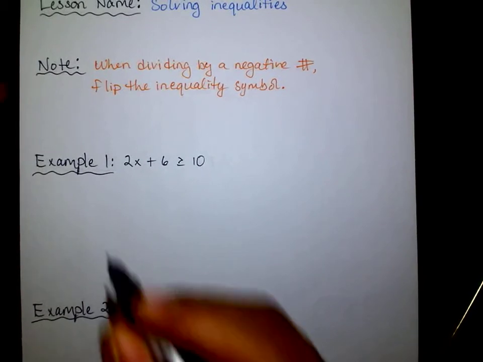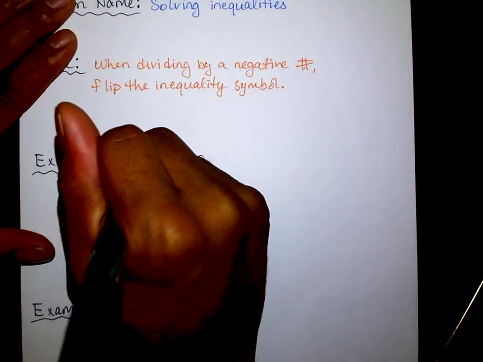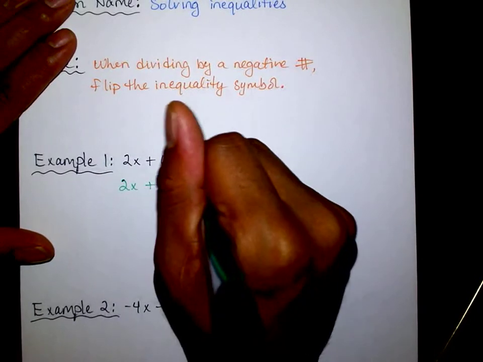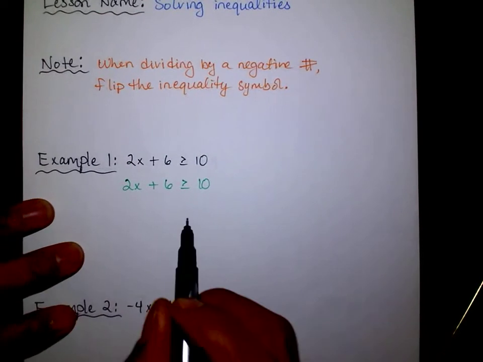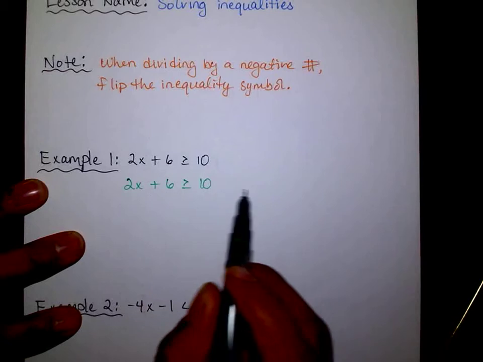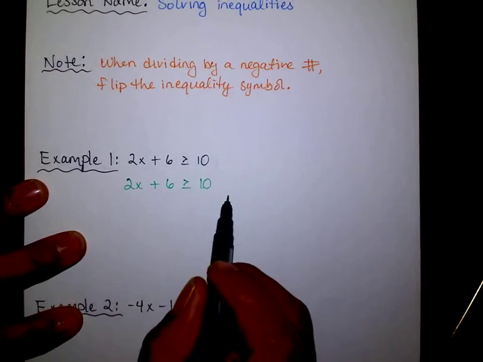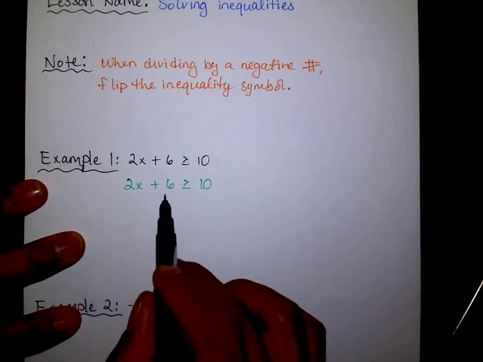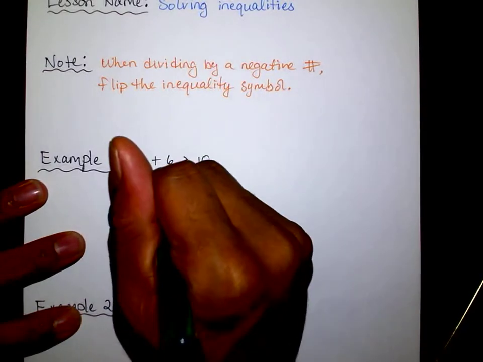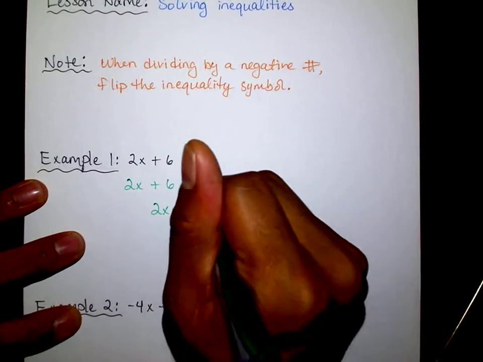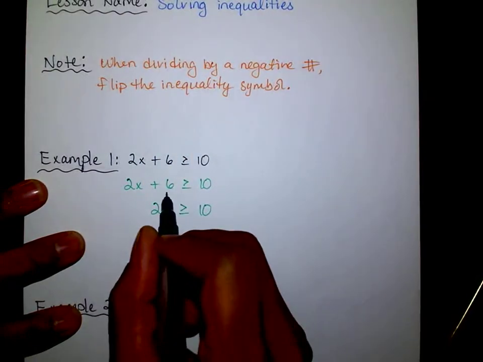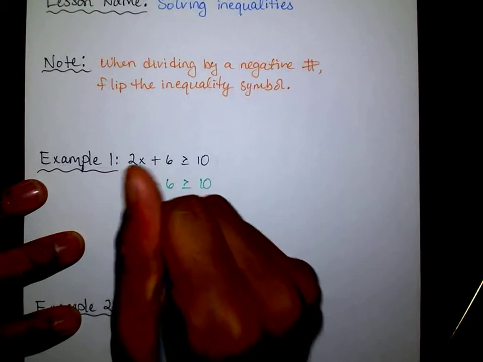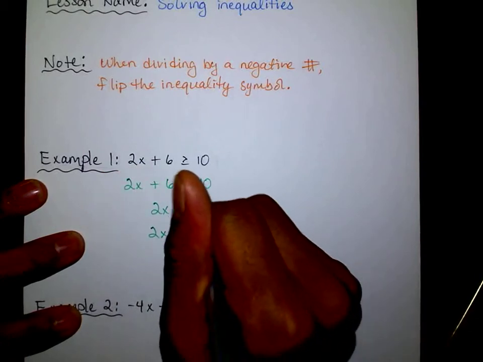Alright, so first we want to start by rewriting our inequality, 2x plus 6 is greater than or equal to 10. Now one thing you want to remember: whenever you move things from side to side in an equation or an inequality, you always want to do the opposite. First I want to start off by moving this positive 6. And when I move it over here, it's going to become a negative 6. So I'm going to rewrite this as 2x is greater than or equal to 10, and now instead of writing positive 6, I'm going to write negative 6. I'm going to go ahead and simplify that. That's going to give me 2x is greater than or equal to 4.